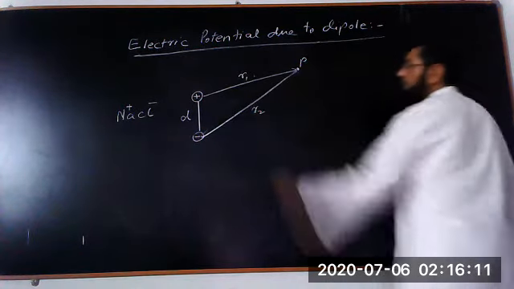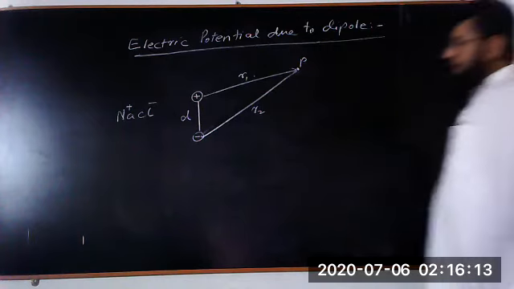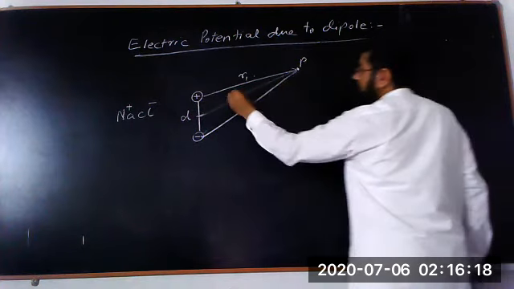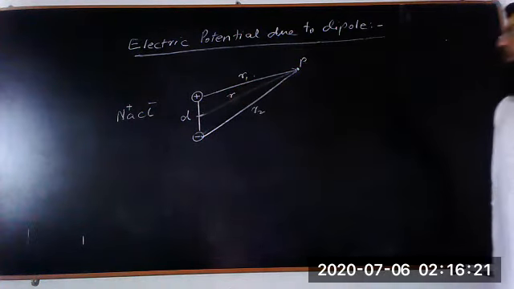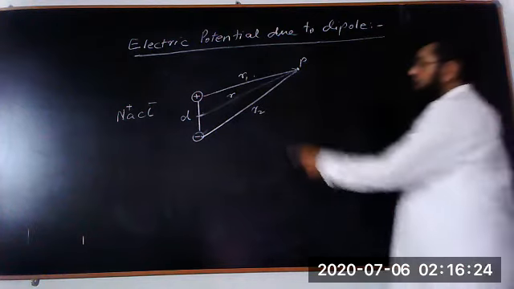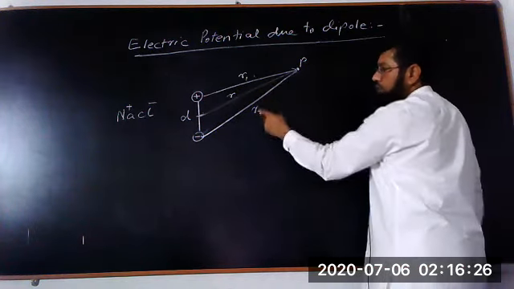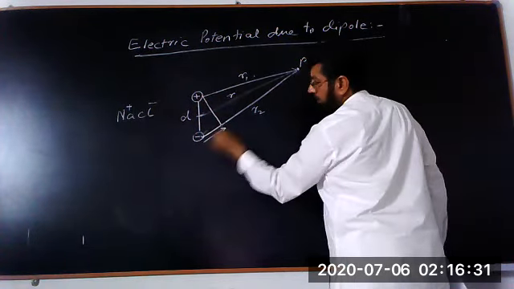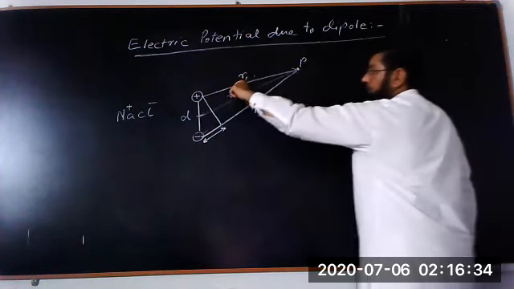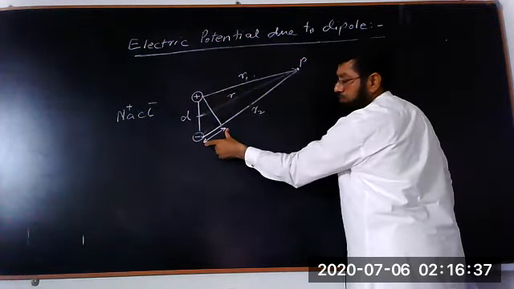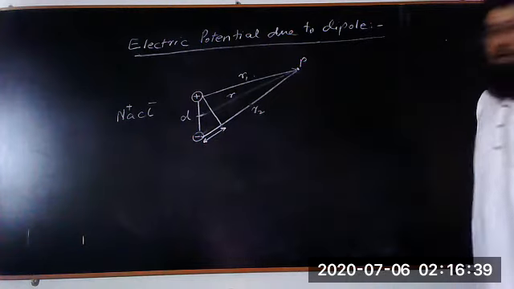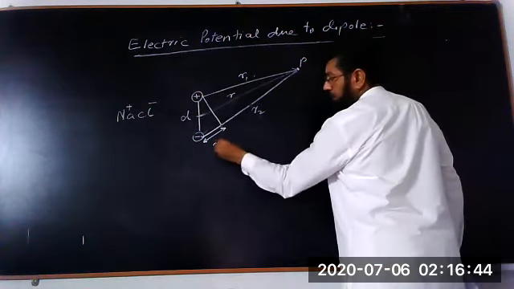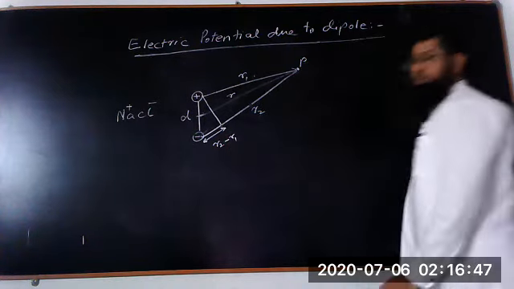R2 from the negative charge. So the average distance from the center is this R. Now if we look at the path difference between R1 and R2, if we draw a perpendicular from here, this amount is the path difference between R1 and R2. R2 is larger, so the path difference is R2 minus R1.